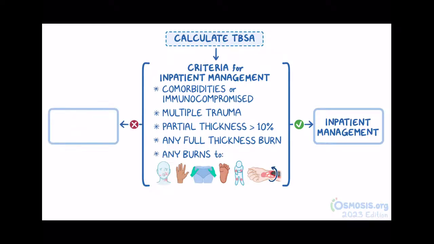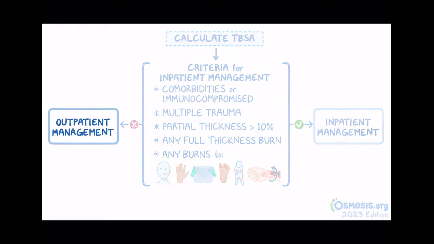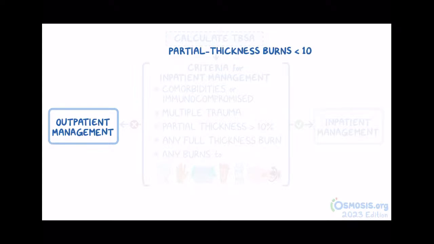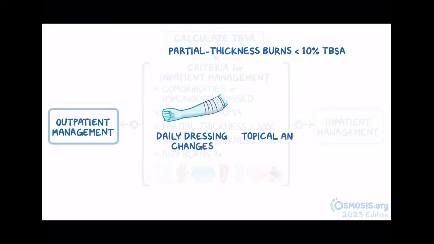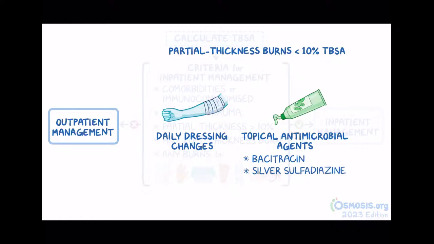If the patient doesn't meet these criteria, you can start outpatient management. This is the case with partial thickness burns that are less than 10% TBSA. Outpatient management includes daily dressing changes and the application of topical antimicrobial agents such as bacitracin or silver sulfadiazine to deep partial thickness burns.